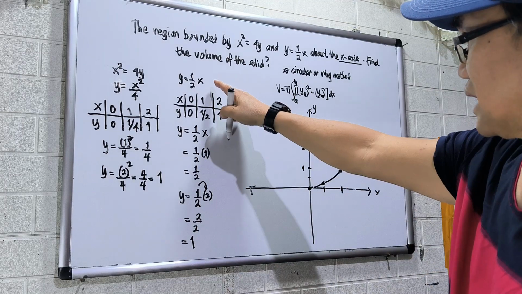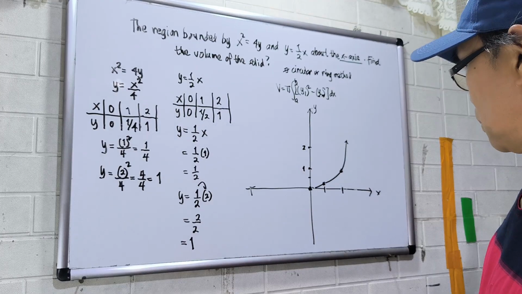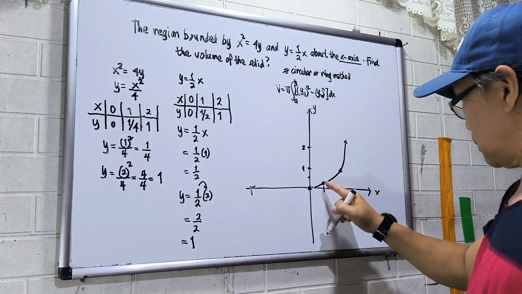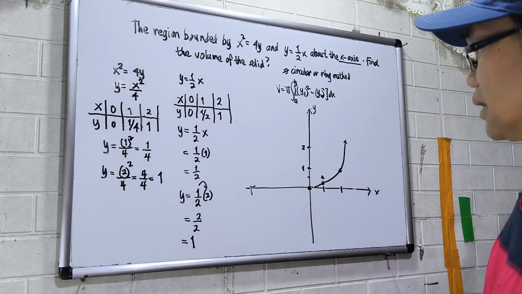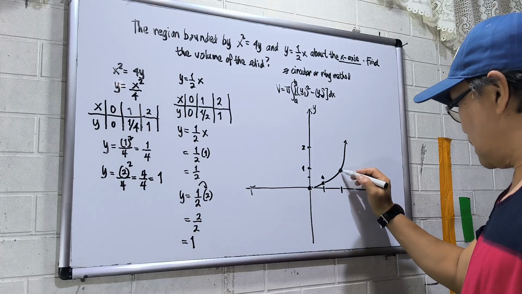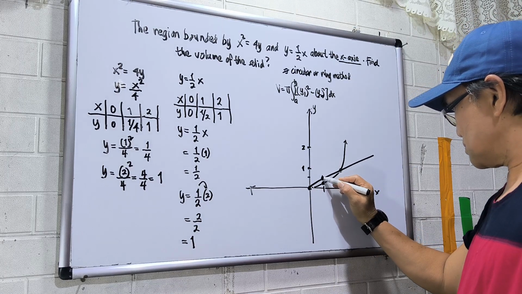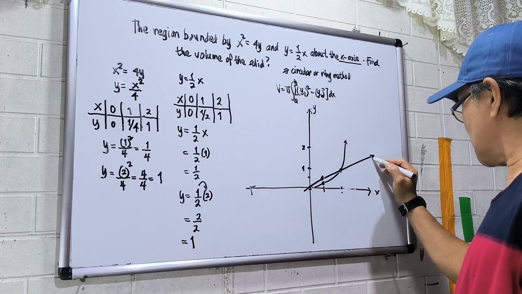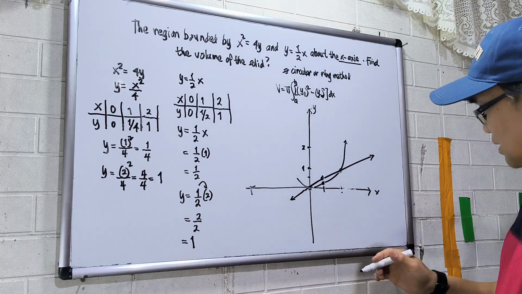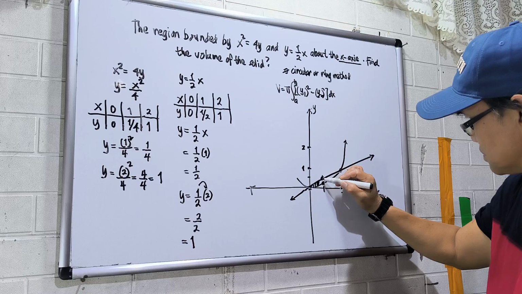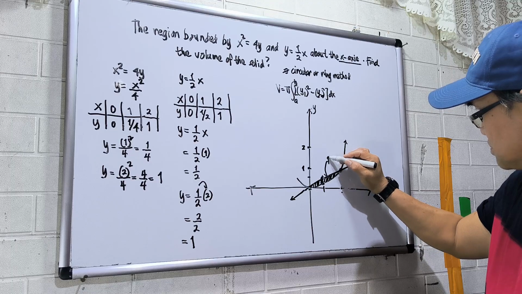Then how about this is a line, right? So 0, 0 starting here. Then 1 and 1 half, half of 1. Then 2, 1. So in here, this will be a straight line. Okay, so this will be the region. So this is the region.